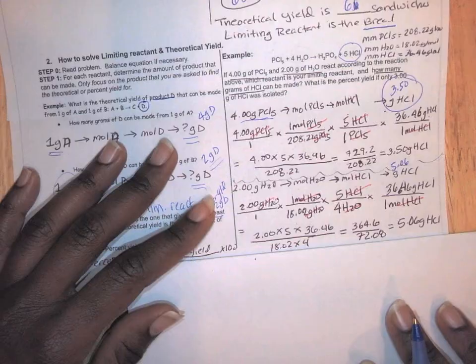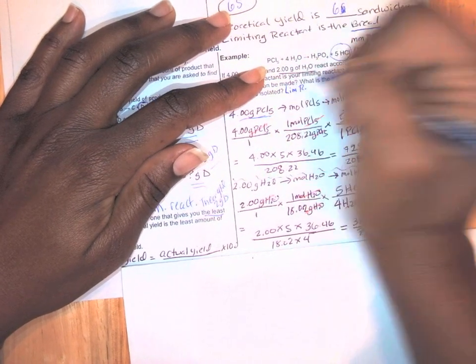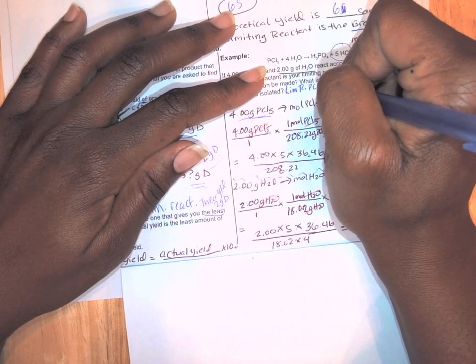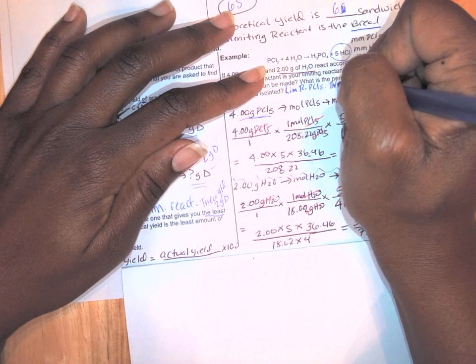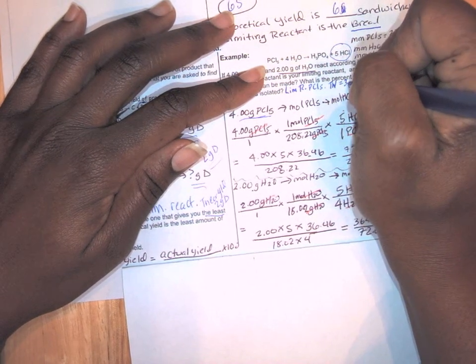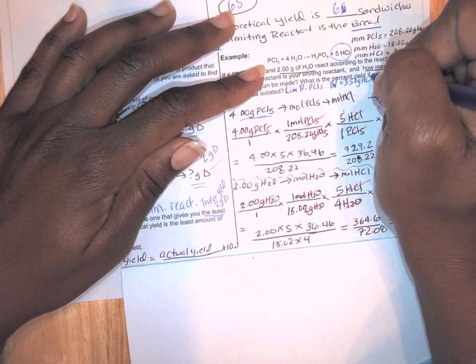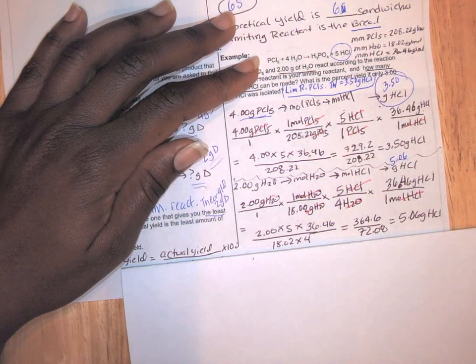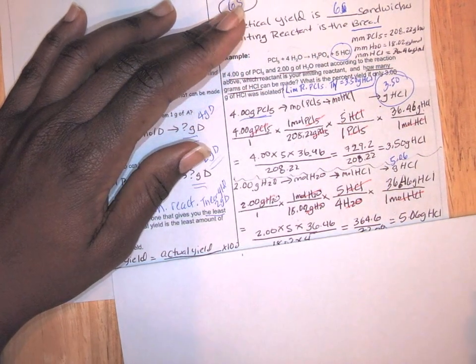So let's go ahead and write that down. I'm going to put lim R for limiting reactant is PCl5. And for the theoretical yield, I'll do TY is equal to 3.50 grams of HCl. Okay, so that is that.